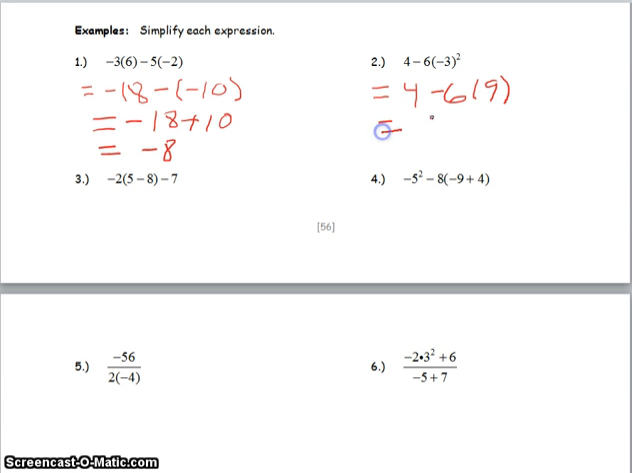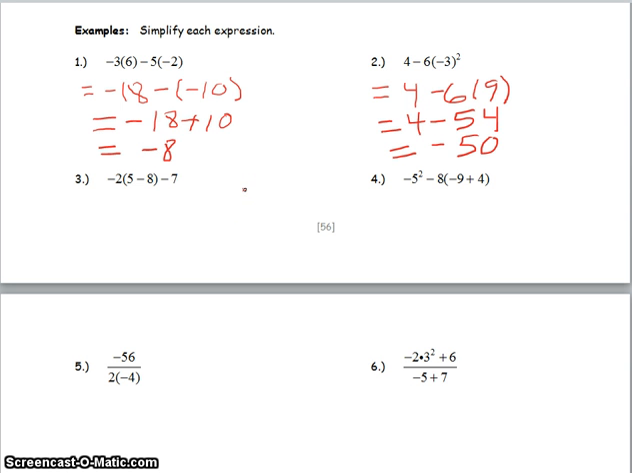So now we have subtraction, we have multiplication, and we can't do anything with this parenthesis here. So we'll bring down our 4 minus, and now we would take 6 times 9, which is 54. Now 4 minus 54 will give us -50. And that is it for problem number 2.